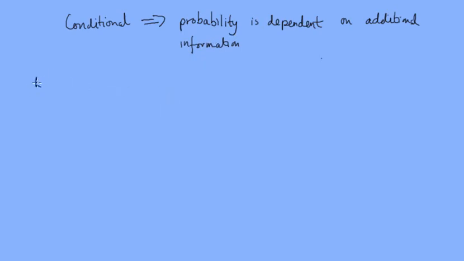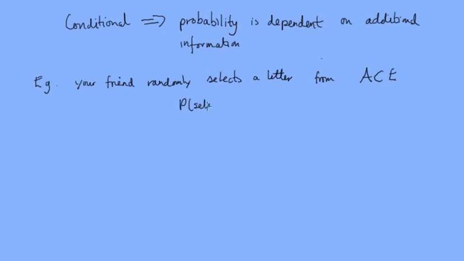So what does that mean? Let's consider an example. Your friend randomly selects a letter from the word ace. So the probability they select the letter E is going to be 1 in 3.